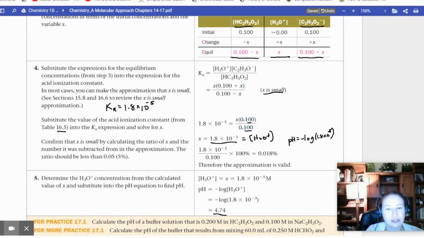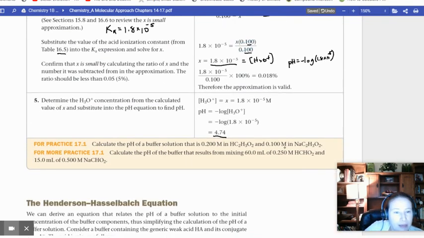I would like you guys to try these 4 practice problems and just see if you can do them, and we will come back and go over this tomorrow.